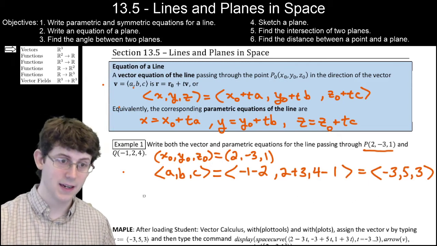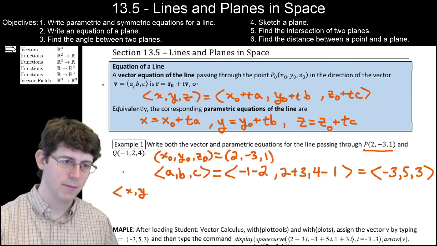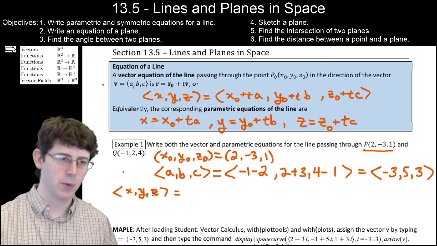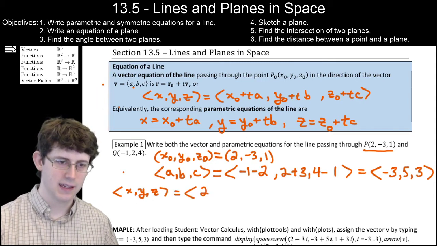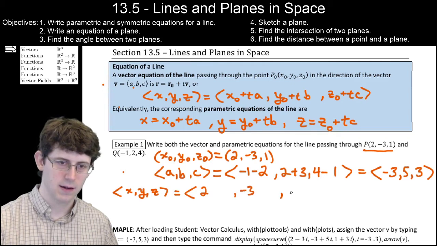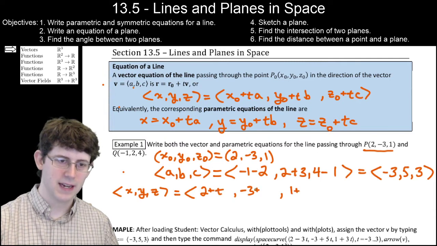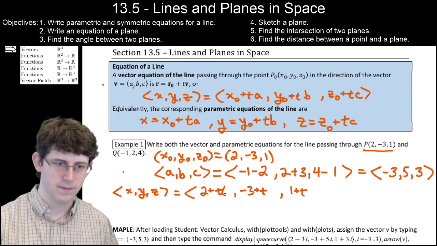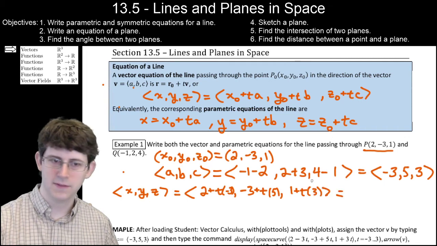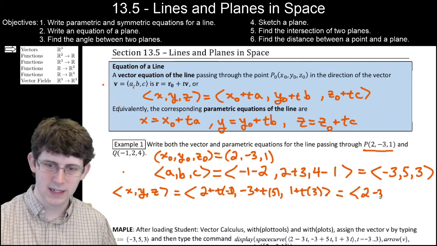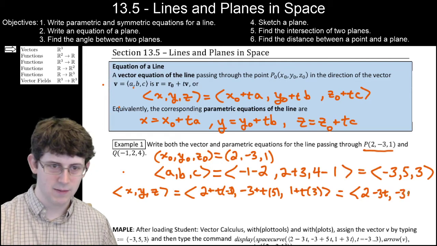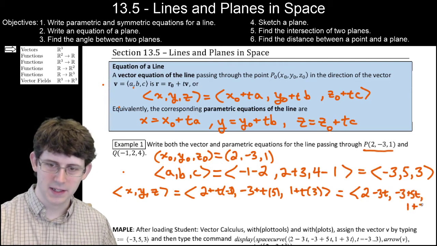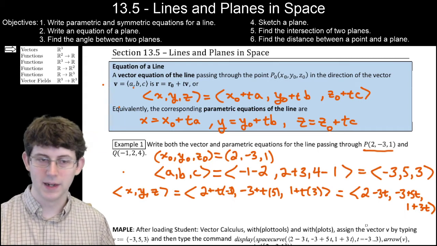If you combine these together, you can get a vector form of the line by saying, oh, well, a point on the line is given by the start point plus the amount of time you've traveled times the direction you're traveling. And if you simplify that, you'll get 2 minus 3t, minus 3 plus 5t, and 1 plus 3t. So this is the vector form of the line.